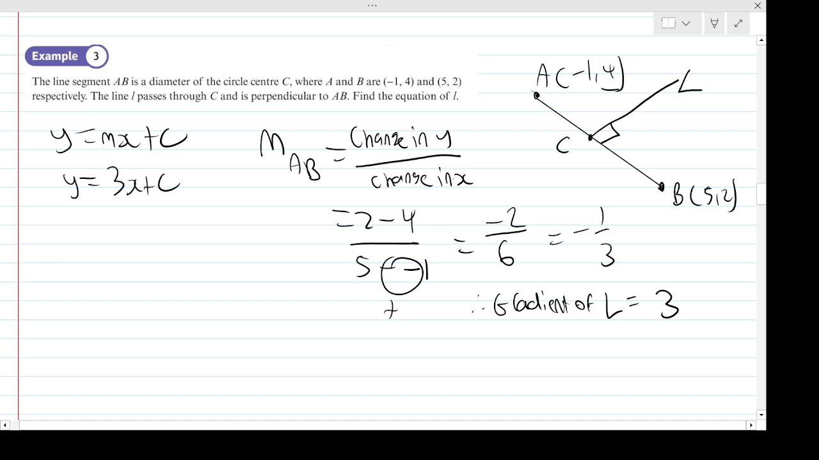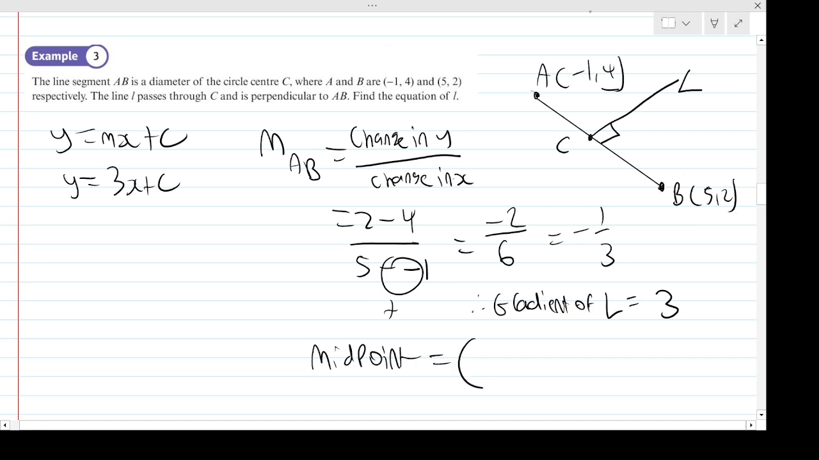Well, to find that, we need a point on the line to substitute into it. But I know that the centre is a point on the line. I don't know what the centre is, but I know it's the midpoint, right? I can work out the midpoint between A and B. I know how to work that out. I worked that out just a few minutes ago.